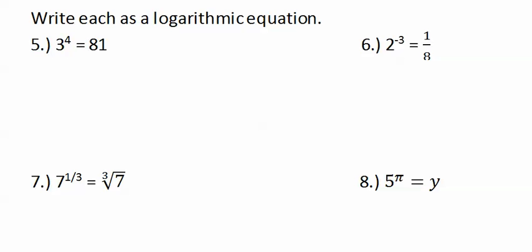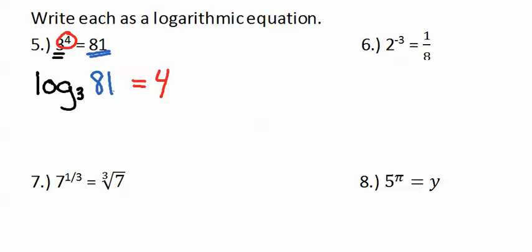For the next 4 examples, we're going to go the opposite way. We're going to change each of the exponential equations into logarithmic equations. So for number 5, we have 3 to the 4th equals 81. I'm going to write it as a log, and the base is the base of the exponent, which is 3. The exponent is what it will equal, and the 81 is the of part. So log base 3 of 81 equals 4.